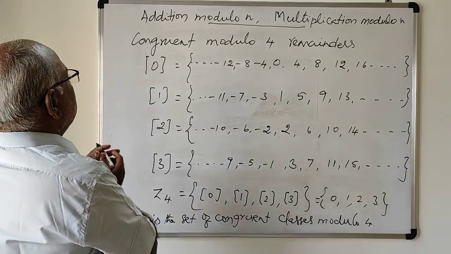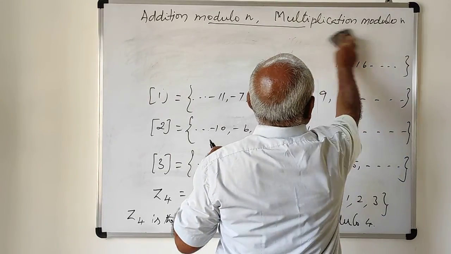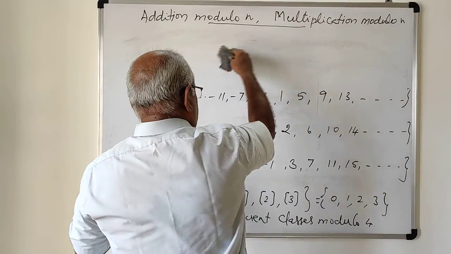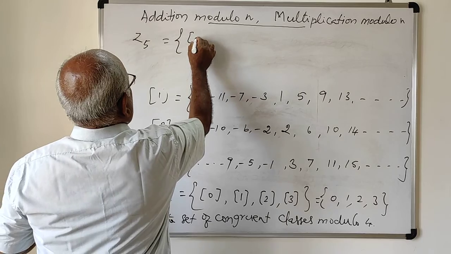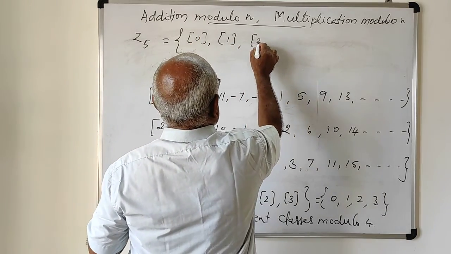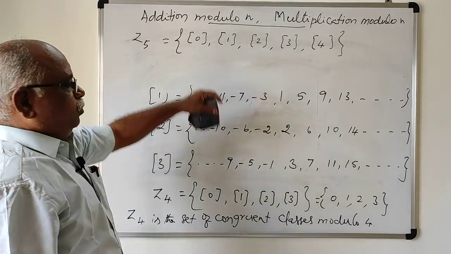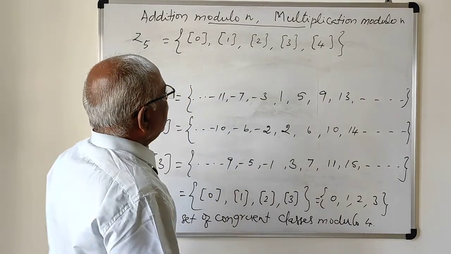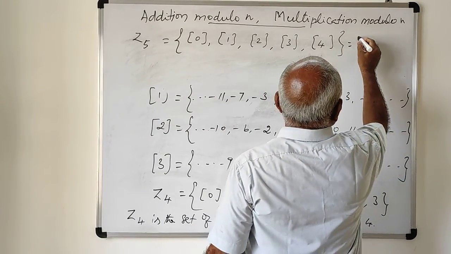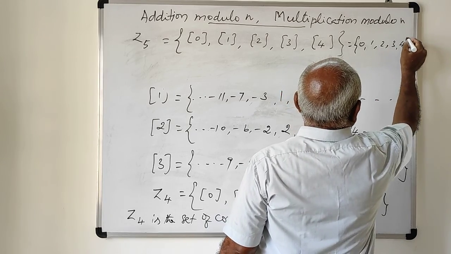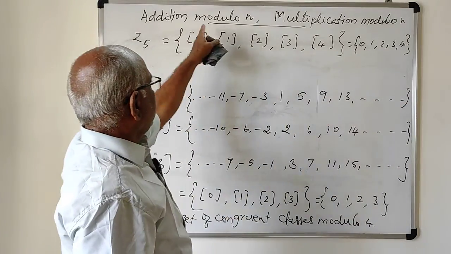And like that, Z5 is a set of congruent classes modulo 5, consisting of remainders 0, 1, 2, 3 and 4. Like that, we can derive the numbers. Z5 is a set of congruent classes modulo 5, which are 0, 1, 2, 3, and 4. By the number itself, we can write it as 0, 1, 2, 3, 4 itself. We can express this set by these numbers alone instead of writing it in brackets.